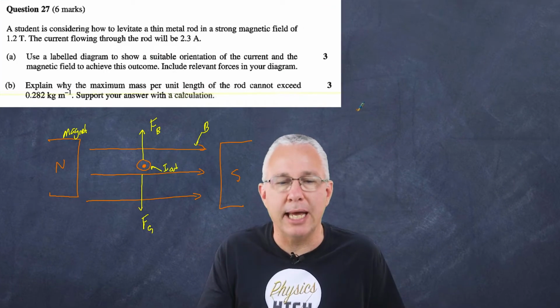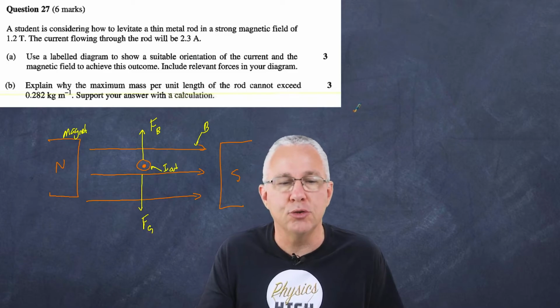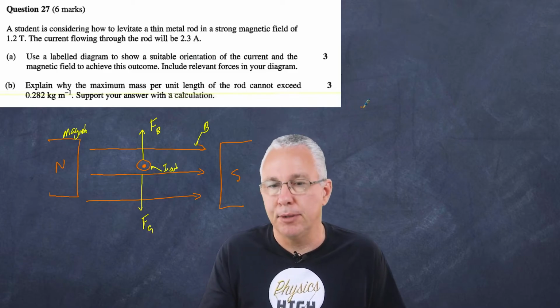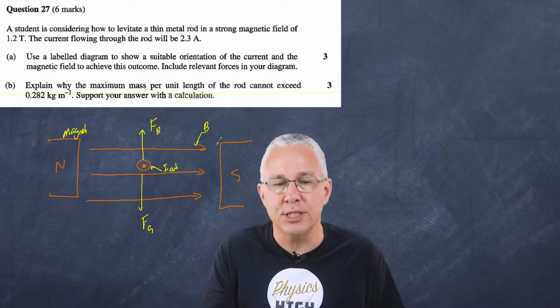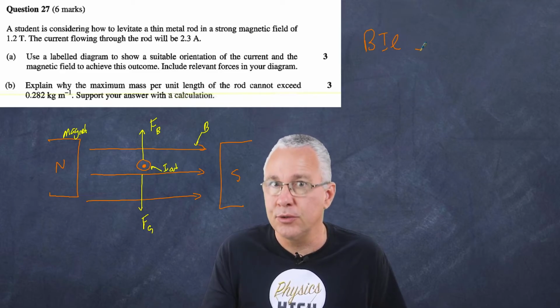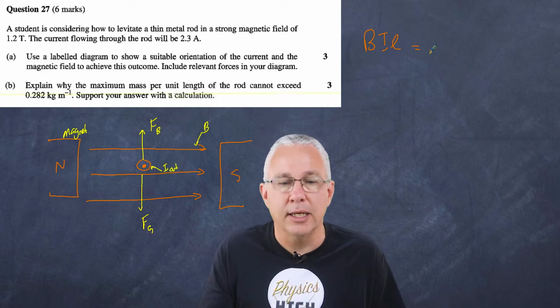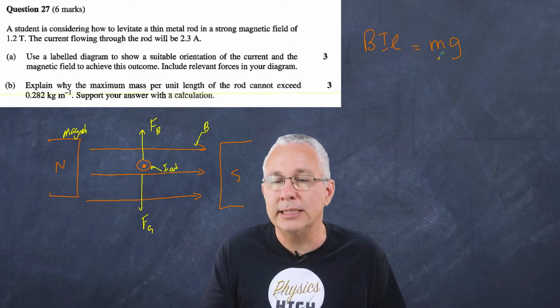So now we need to explain why the mass per unit length cannot exceed 0.282 kilogram per meter. Well, what's going on? Again, we have basically two forces at play here. We have the force due to the motor effect, which is equal to BIL, and that is equal to our weight, and so therefore that's going to be mg. Now we want this at a maximum. In other words, if our weight is greater than BIL, the rod is going to drop.